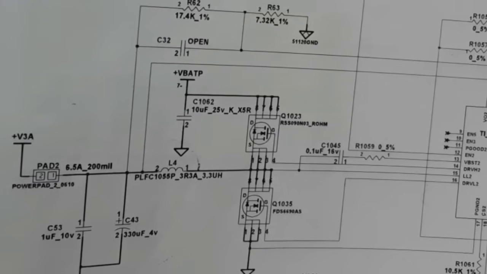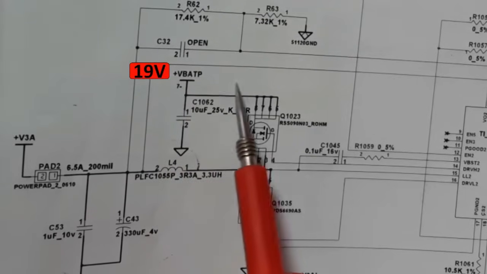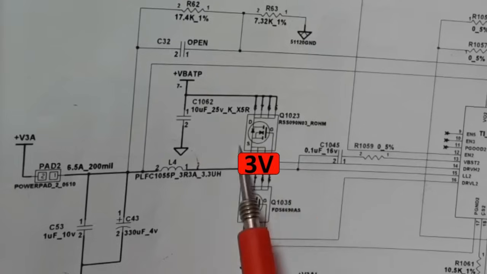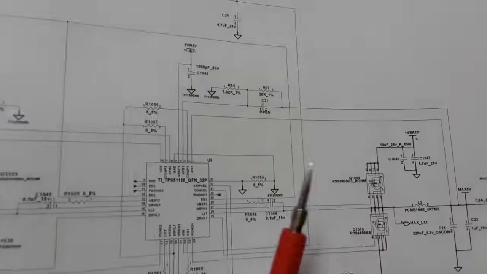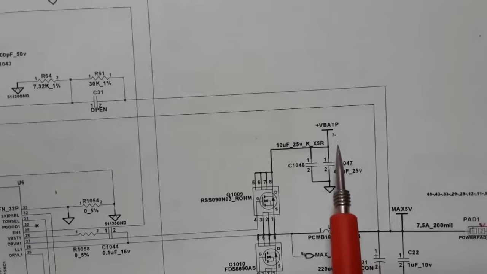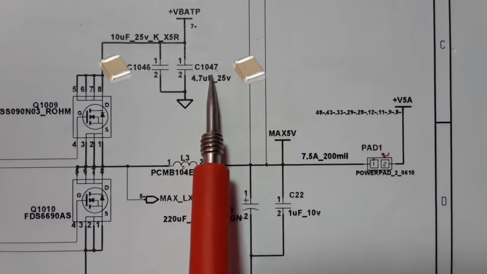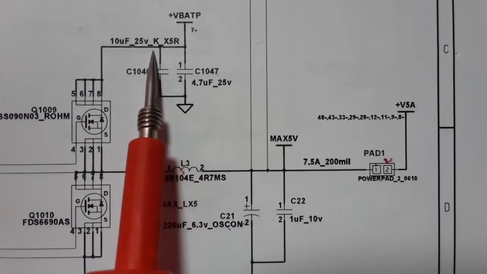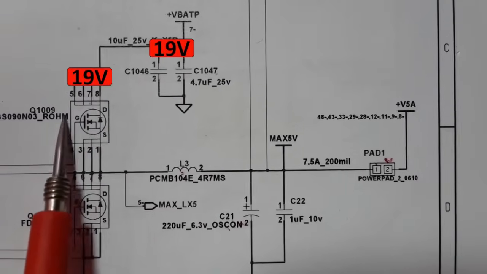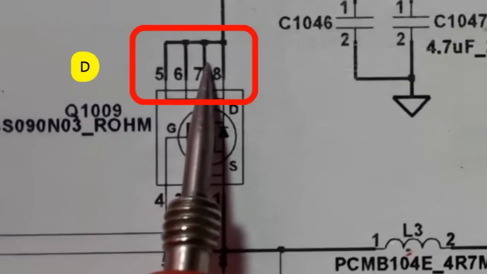once you connect the adapter, without powering on the motherboard. So now if we go to the schematic, as you can see, this is the input voltage, the 19 volt for the 3 volt circuit. And here also for the 5 volt channel, we have the input voltage, the 19 volt. As you can see, we have plus VBAT. We have two ceramic capacitors, C1047 and C1046. We should find 19 volt in these capacitors and also in this MOSFET Q1009. The drain of this MOSFET should receive 19 volt.